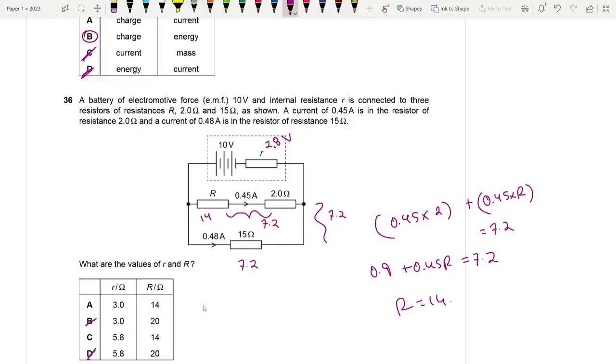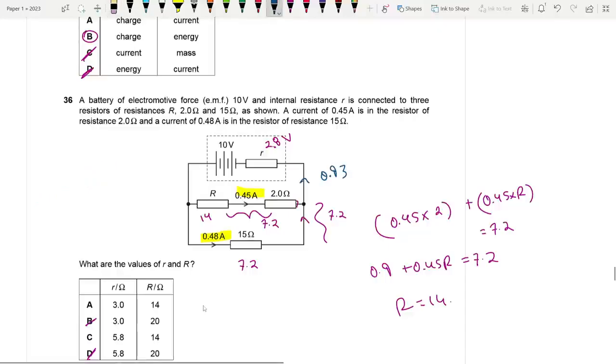And one other thing, we know the sum of current entering a junction equals the sum of current leaving. So the total current in the circuit is 0.45 plus 0.48, which is 0.93. So let's find out the lost volts. It's 0.93.